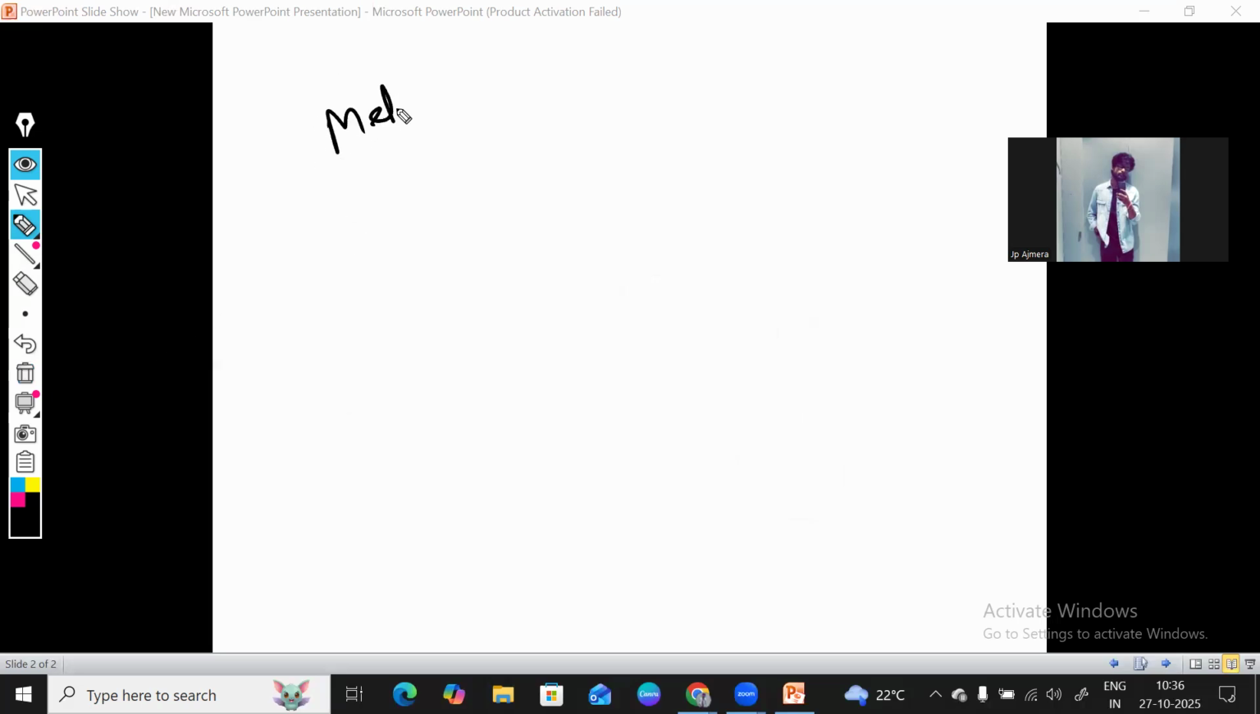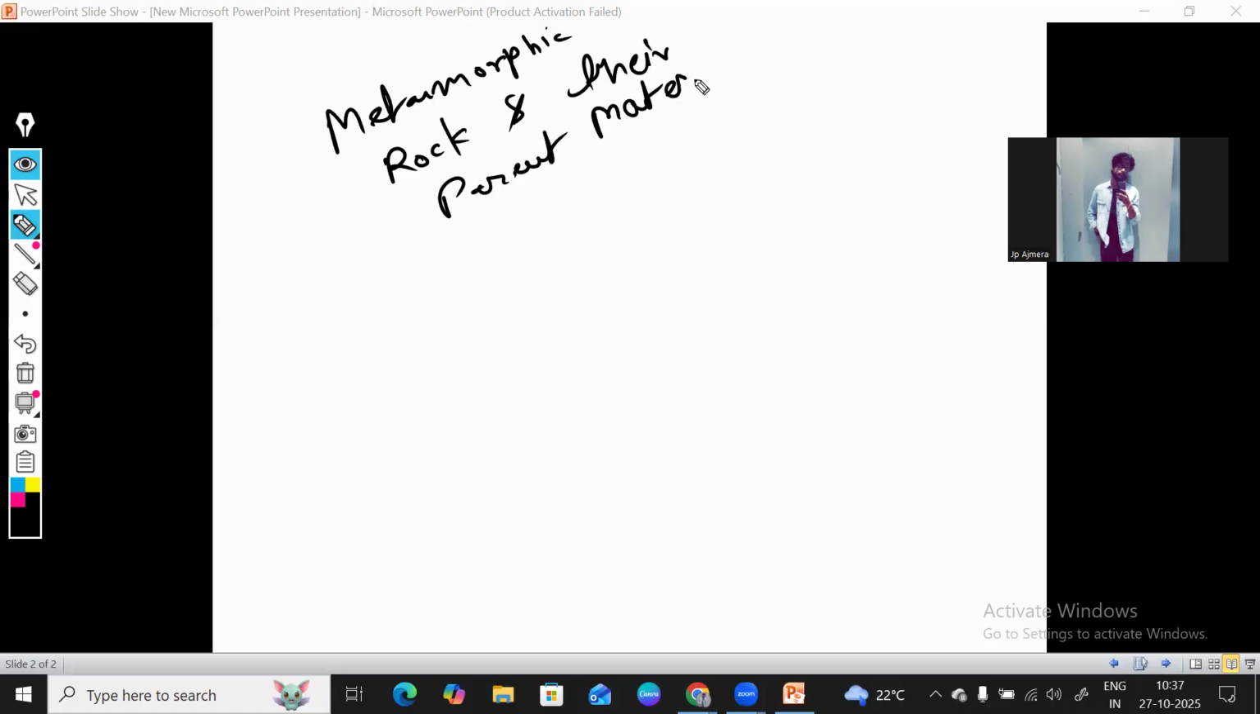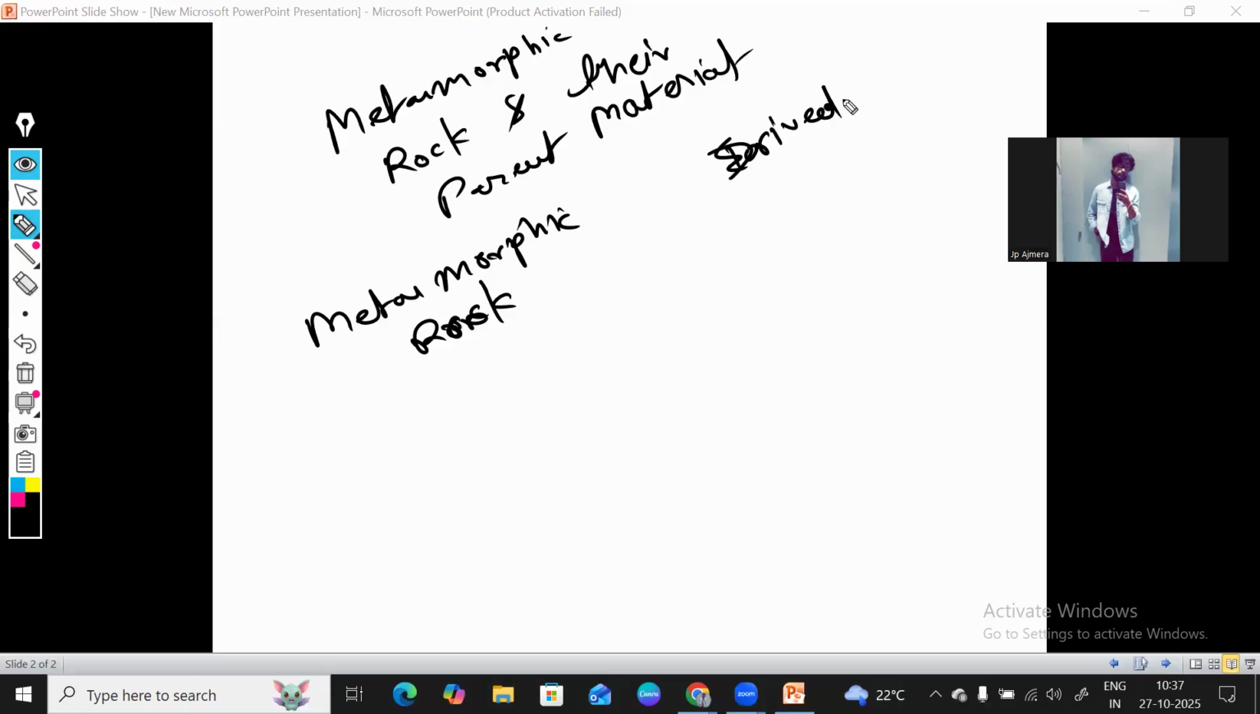The next topic is metamorphic rock and their parent material. Here is a metamorphic rock, and here is the material from which it is derived, that is, formed from.